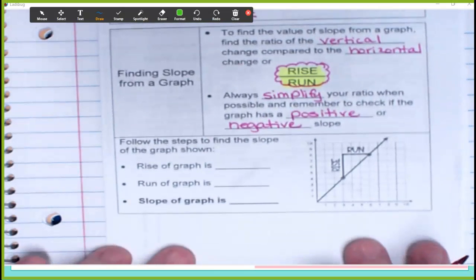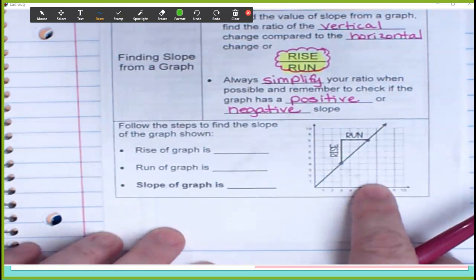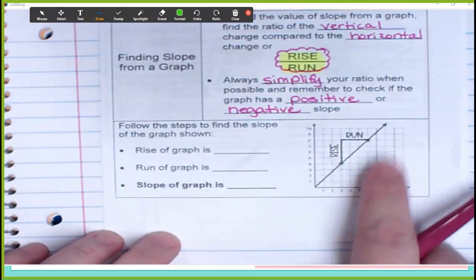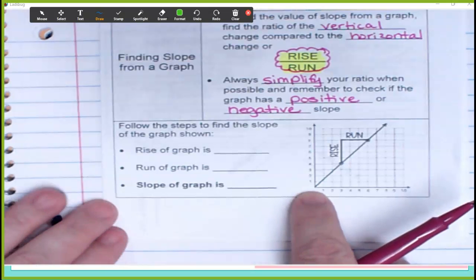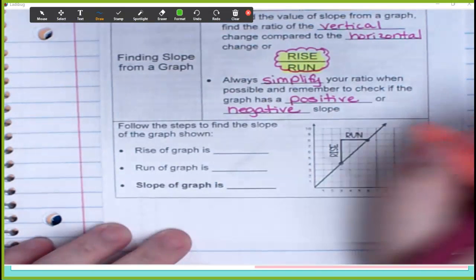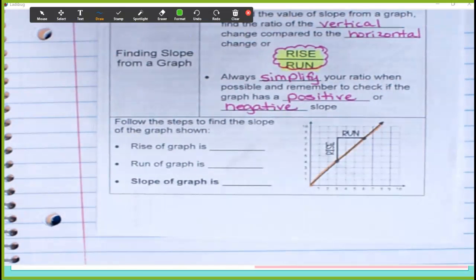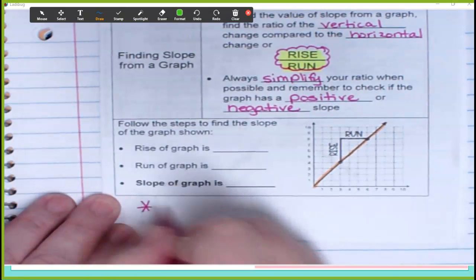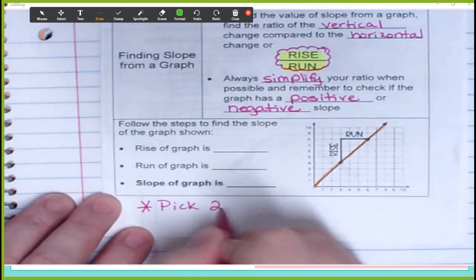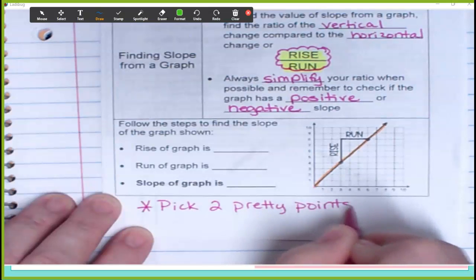In action, here's a graph. Side note, is this graph proportional or non-proportional? How do you know? Yes, it's proportional because the line goes through the origin. All right, so the first thing, when you see a line on a graph, so here's our line, I need to pick any 2 points on the line. I can pick any two that I want, but let's make it easy and pick 2 pretty points. So let's make ourselves a note. Pick 2 pretty points. Any 2 pretty points.